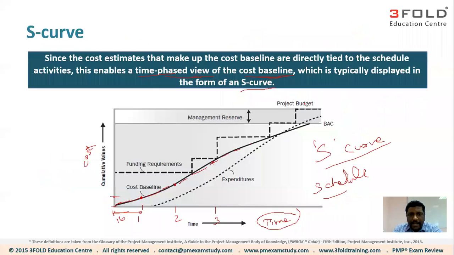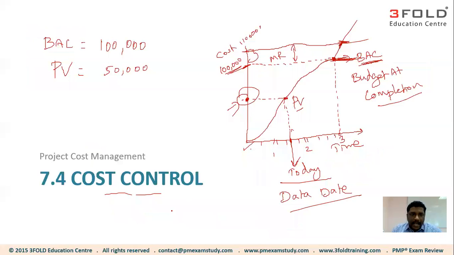That's why if I go back and show this S-curve again, this particular line is your S-curve. But if you see, there is one more line cropping up. This is your actual cost line, which is your actual expenditure line. Okay, let me go back here and try to pick some other color.